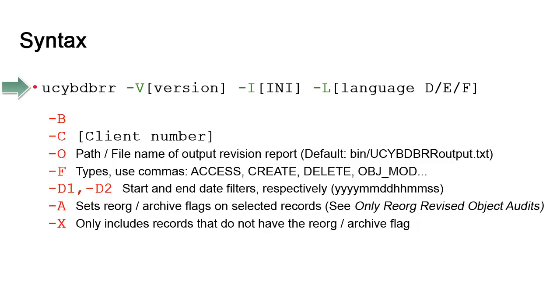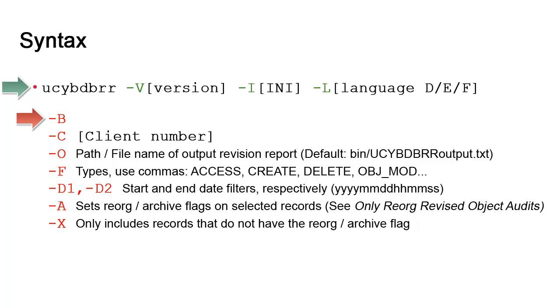The utility file is ucbdbrr. Like most other utilities, some of the options are optional. -v prints the version of the AA system. -I points to the location of the INI file, and this is only needed if the file is not in the same location as the utility itself. Finally, -L sets the language. Let's look at the required options.